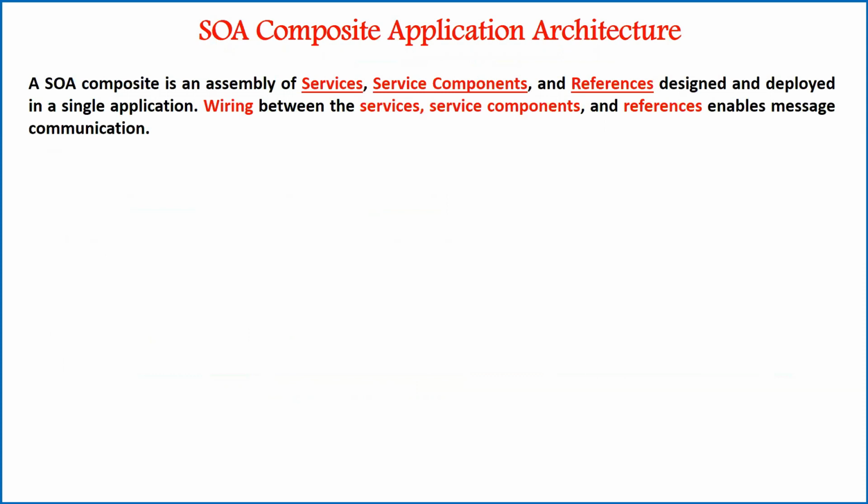And if you really want to understand the SOA composite application and architecture, I would recommend don't skip the next 5 minutes, if you really want to understand the SOA composite architecture in depth. Now, SOA composite, as I said, is how we develop different kinds of SOA applications. A SOA composite is an assembly of services, service components and references designed and deployed in a single application. Wiring between the service components and references enables message communication.